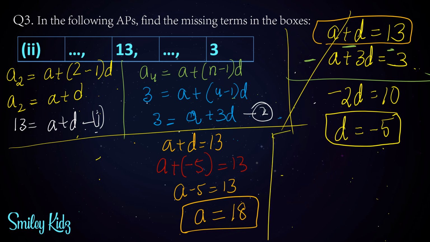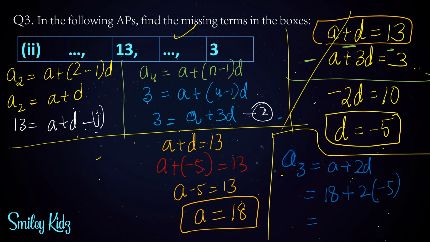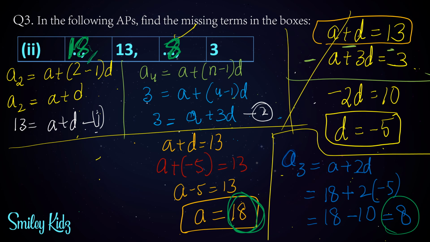Now, on the other hand, I had to find out the third term, that is a3. And we know that a3 is equal to a plus 2d. Now here the value of a is 18 plus 2 into minus 5. This is going to be 18 minus 10, which in turn is going to give you 8. Now what is the value of a? The value of a is 18. So our first missing term over here is 18, followed by the value of a3. The next missing term is 8. So the AP is 13, 8. Well, yeah, we have 18, 13, 8, 3 and so on.